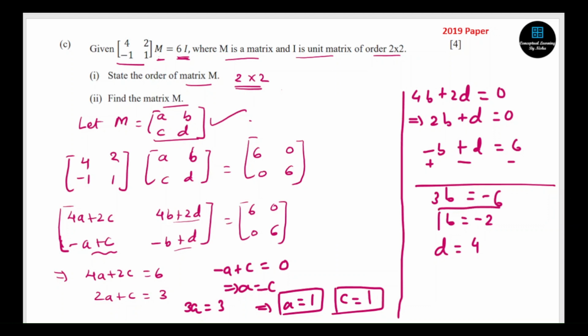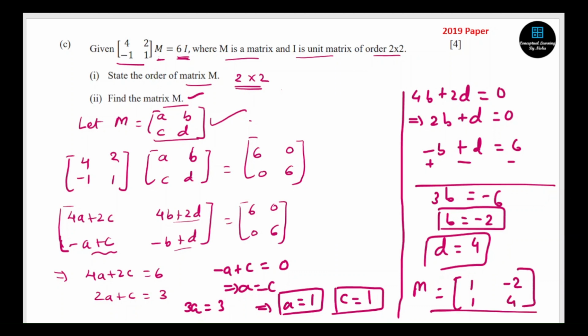So I got the values of a, b, c, d, but originally I want to find the matrix M, which I have taken as a, b, c, d. So don't change this order, okay? So matrix M is nothing but 1, minus 2, 1 and 4. Alright. So I got my answer.